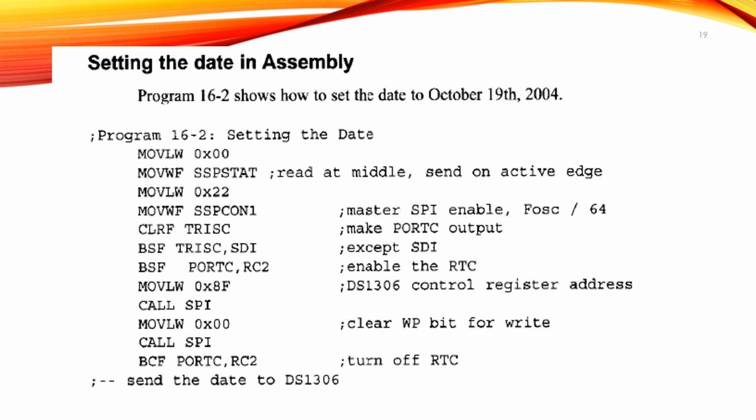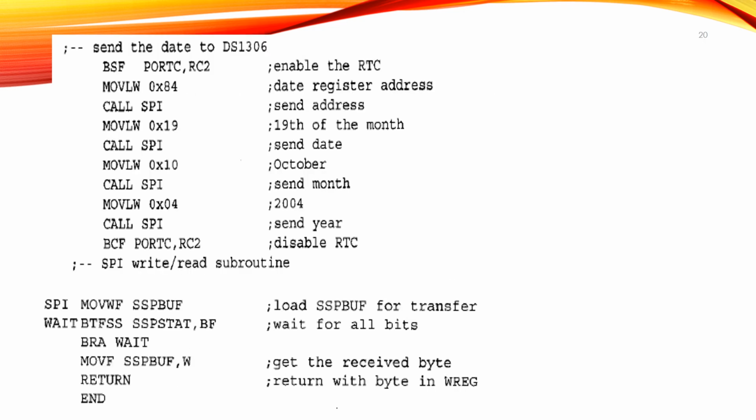So send the data now to the DS. So here it is BSF port C RC2, move LW 0x84, call SPI, again 19th, whatever you want, 19th, month October 10th. So whatever you are writing, 19th, then 10, then year is 04. So accordingly, we have mentioned it as a part of the routine. And then SPI move BF, SSP BUF, again wait BTFSS, SSP stat BF bit, and branch wait, remain in the loop, and again get the received byte, return.